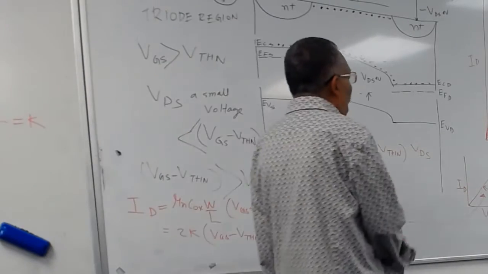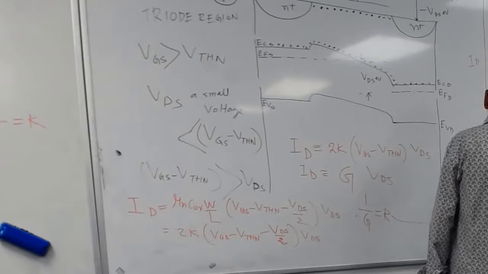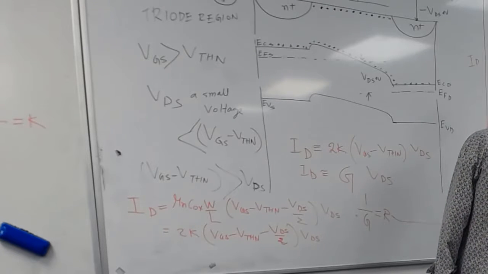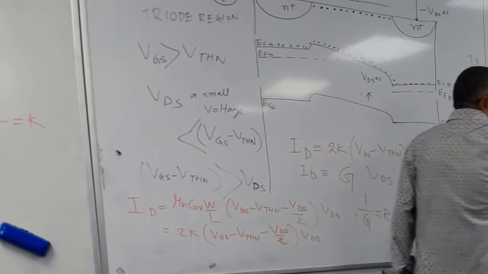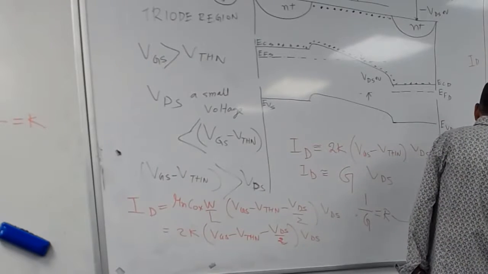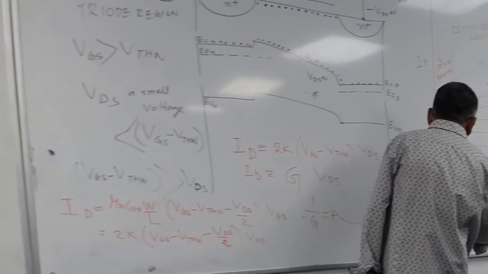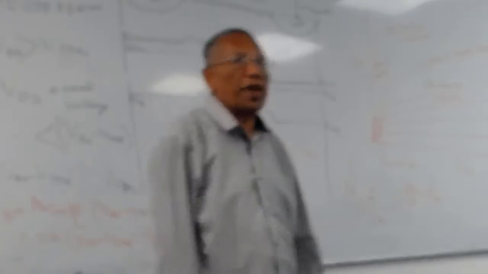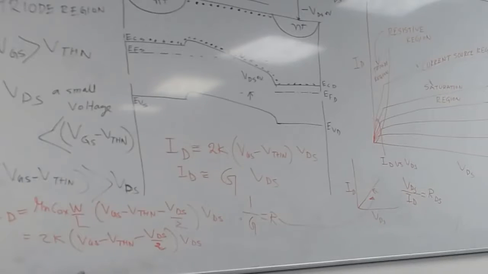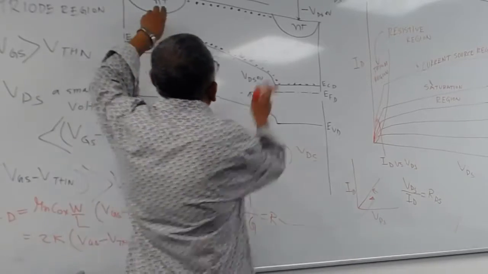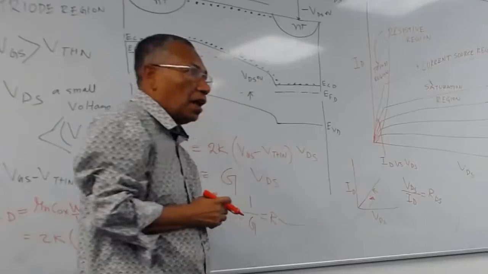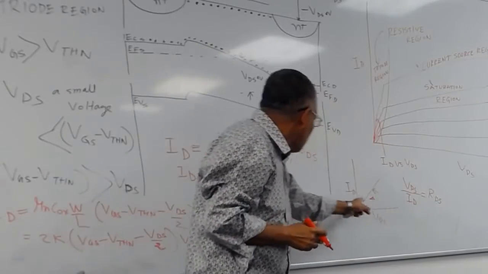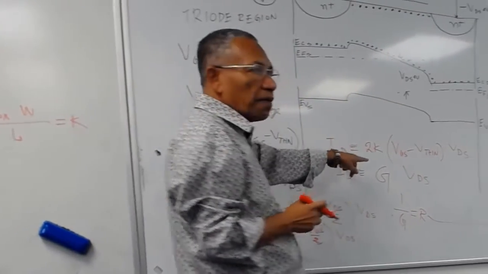And we can also call it RDS because we have the ID, we have VDS on this side, so I can call it VDS divided by ID equal to RDS, the resistance between the drain and source in the triode region. This is the resistance of the channel, equal to RDS, in the triode region.